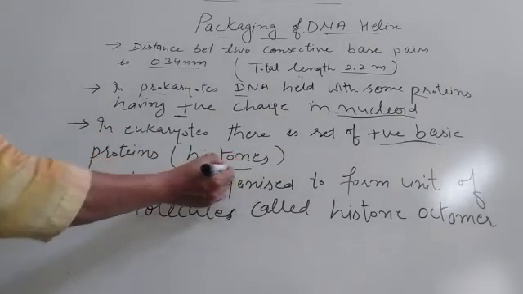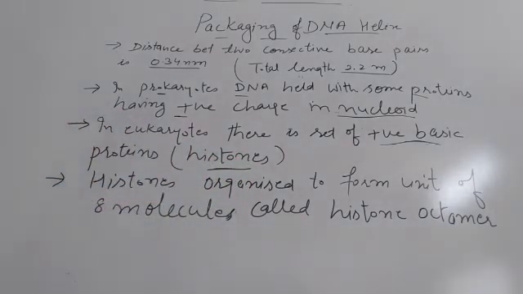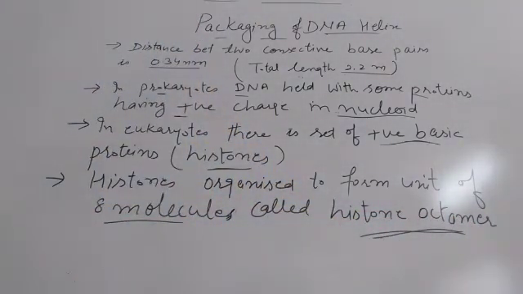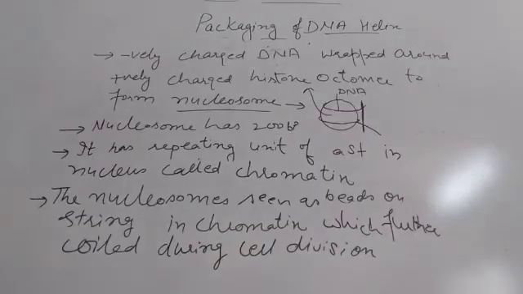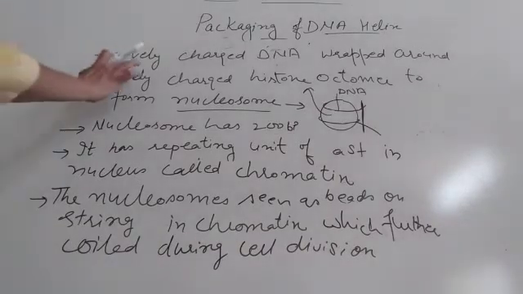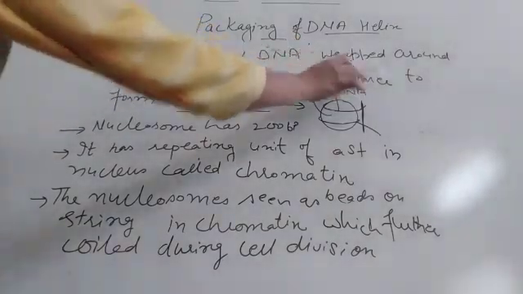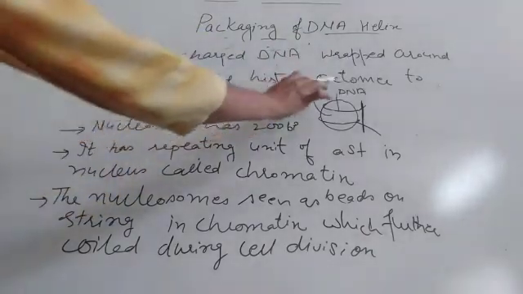and we call them histones. उनको हम histones बोलते हैं, right? These histones organize, ये अपने आपको इस तरह से organize करते हैं so that they will form one unit, एक इकट्ठा यूनिट बनाते हैं of the 8 molecules. हिस्टोन के 8 मॉलिक्यूल्स जॉइन करके एक सिंगल यूनिट बनाते हैं and we call that unit histone octamer, right? Now the negatively charged DNA is wrapped around the positively charged histone octamer.